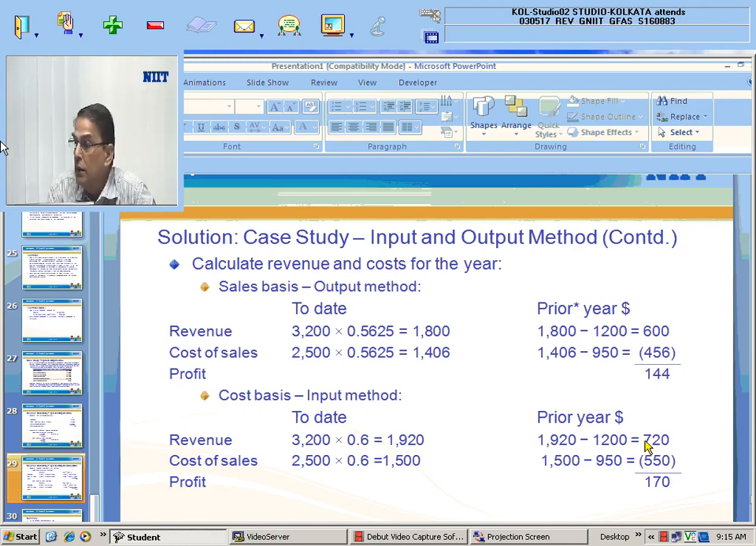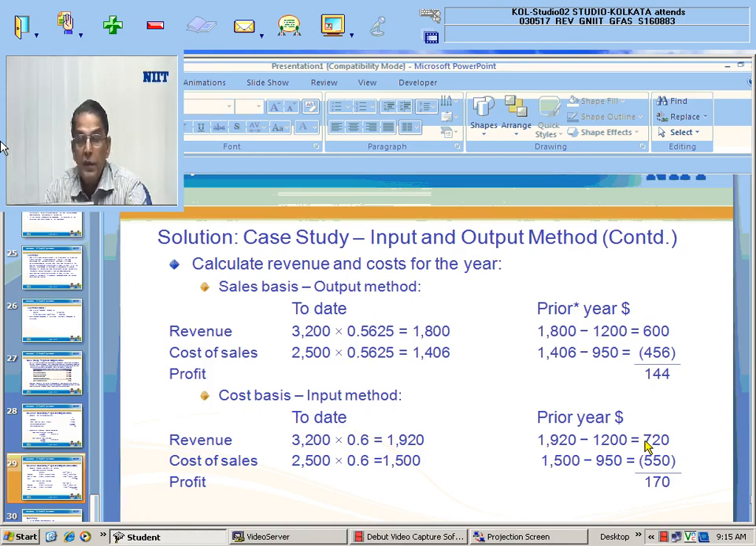Similarly, we are calculating cost incurred till date using the measure of progress towards completion using the output method. And yes, from the revenue, we are deducting the revenue recognized last year, so that will be the difference, the current year's revenue. Similarly, from the cost, we are deducting the cost recognized in the last year, so that difference will be the current year's cost.